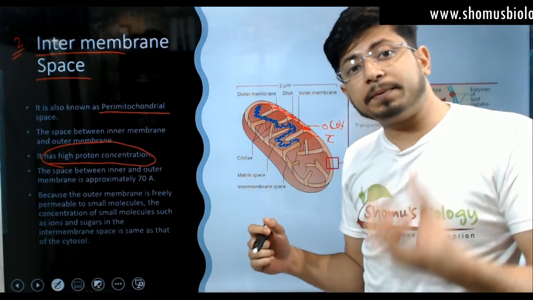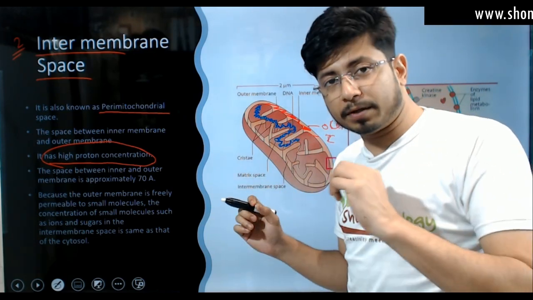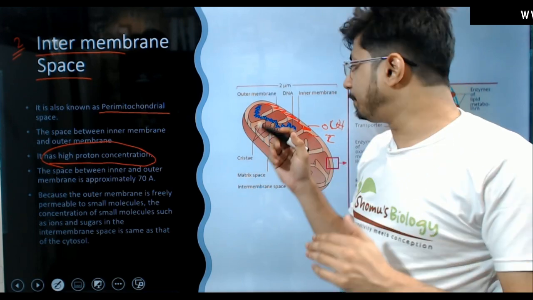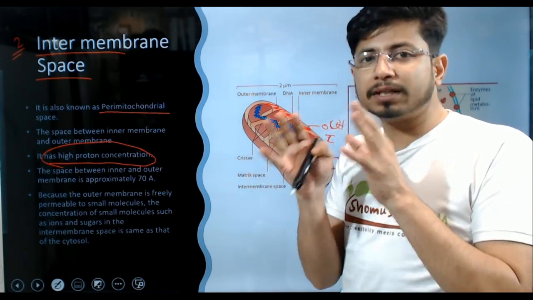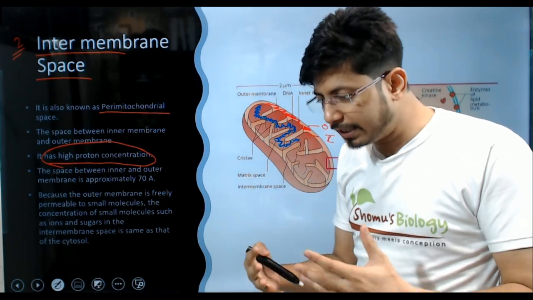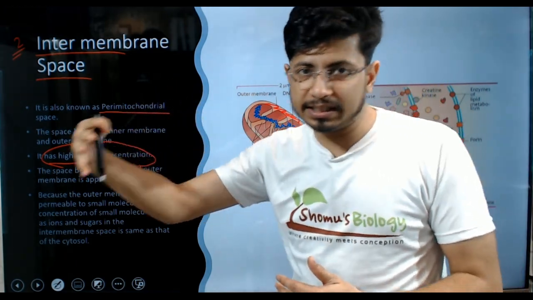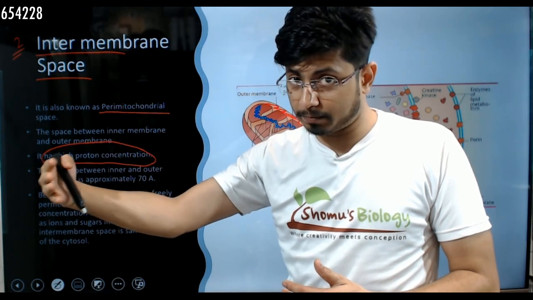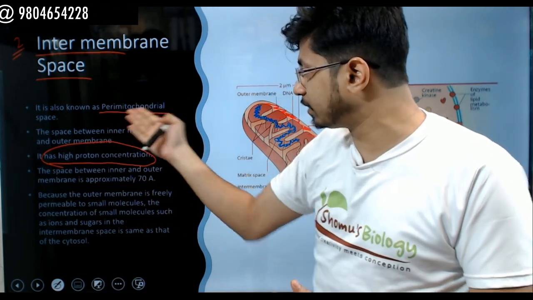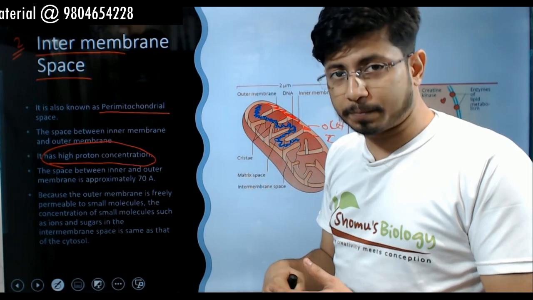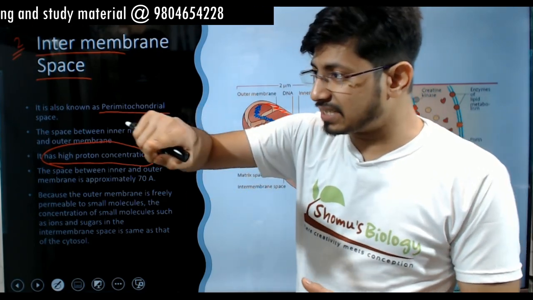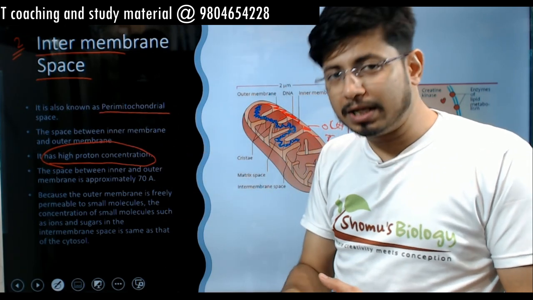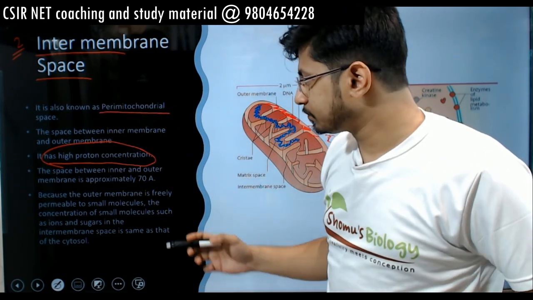Okay, ATP synthase is also present in the inner membrane of mitochondria. So basically they pump protons out from the matrix into the intermembrane space of mitochondria. That's why a high proton concentration is present in the perimitochondrial space or intermembrane space, and a low proton concentration is present in the matrix, and as the protons move from high to low, the ATP is produced.